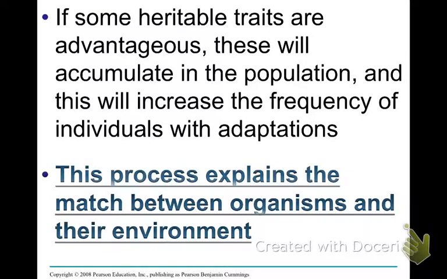Okay, if some of these heritable changes or traits are advantageous, they will accumulate in the population, and this will increase the frequency of the individuals in that population, and this process explains the match between the organisms and their environment.